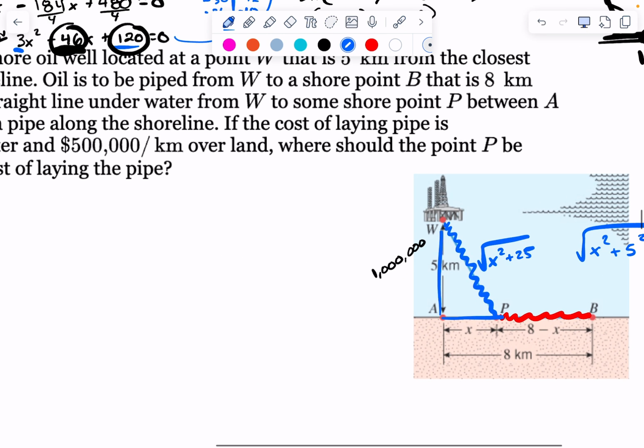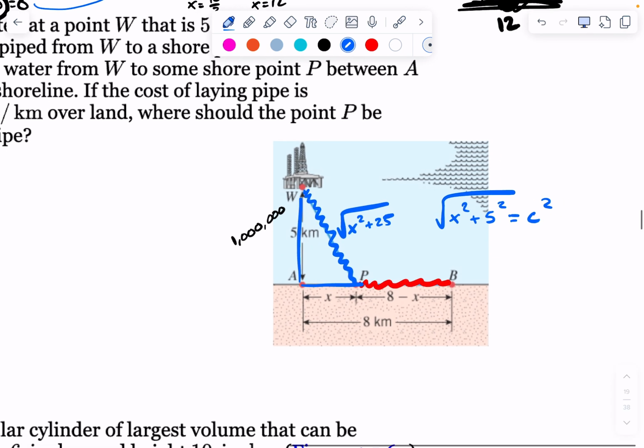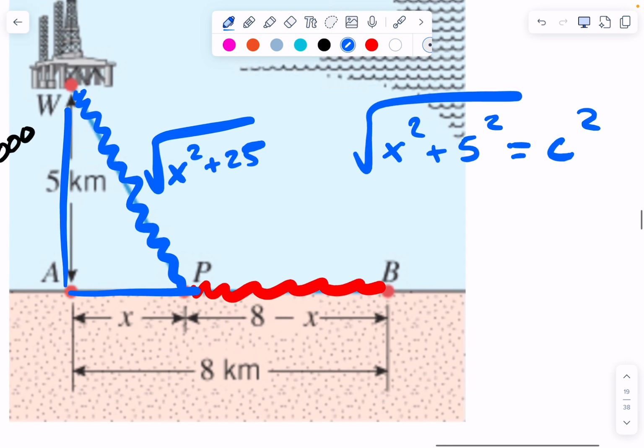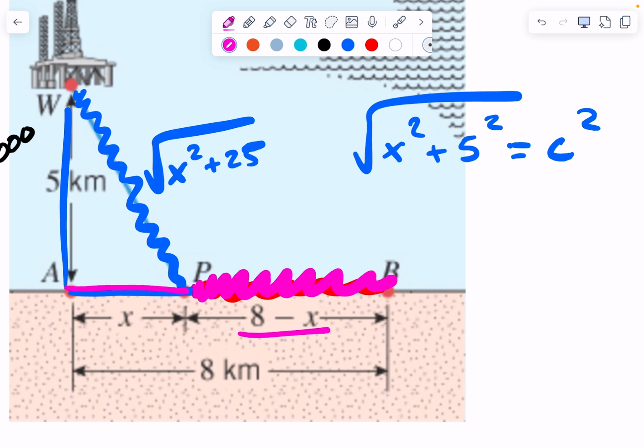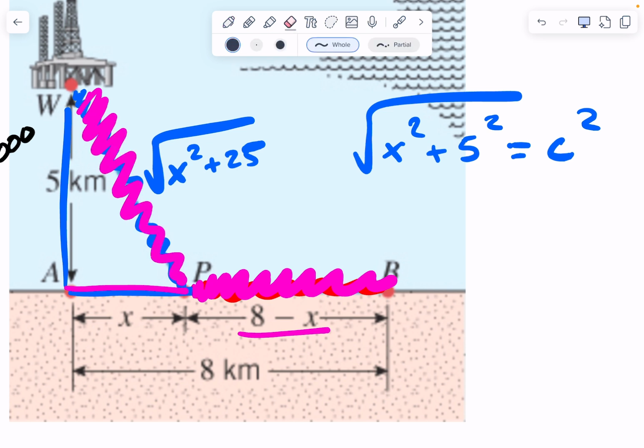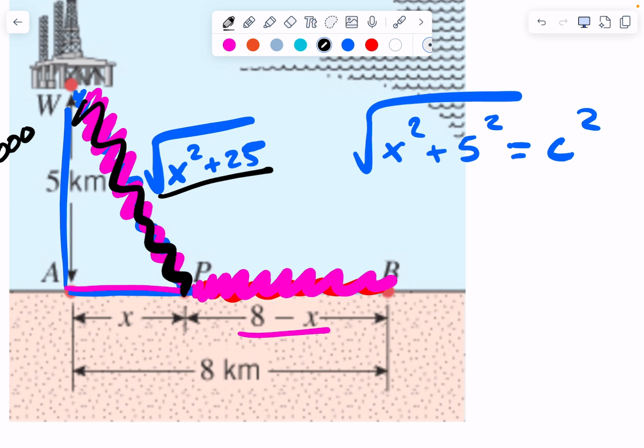Okay, we're talking about cost now. So we said, since you boys weren't paying attention, this amount of pipe right here on the bottom is 8 minus x, because it's 8 kilometers. If this is x, that's 8 minus x. This other piece of pipe is the Pythagorean theorem with 5 and x, so it's the square root of x squared plus 25. So we've got our 2 pieces, right?